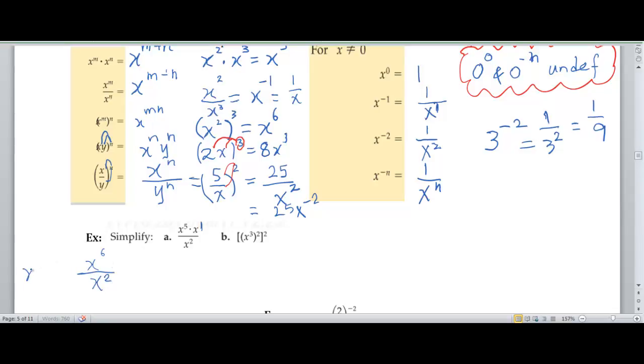And if you need to write it out, no problem, write it out. X to the 6th over x squared. So now you know that you have to subtract from our rule over here. Which one is it? This one. When you divide exponents, you have to subtract. So it's x to the 6th minus 2, which is x to the 4th.